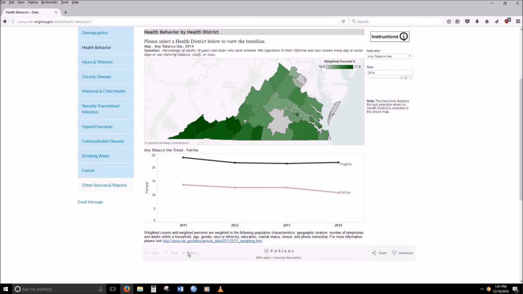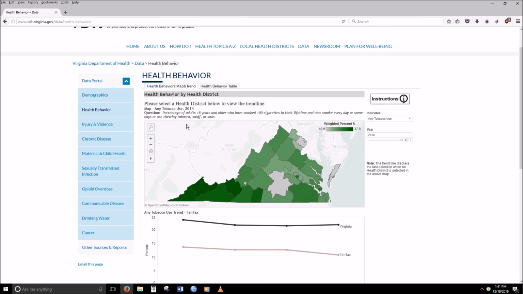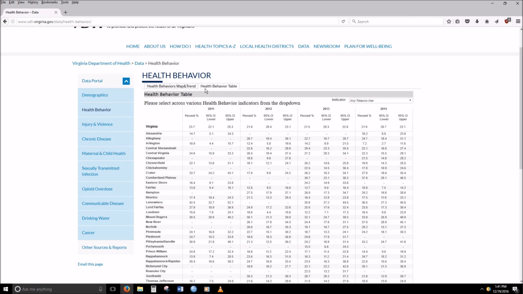Some data topics will have more than one page or dashboard containing data. The tabs above the main title will allow you to move between different dashboards. For health behaviors, the second tab, titled Health Behavior Table, presents the indicator data in a table format.